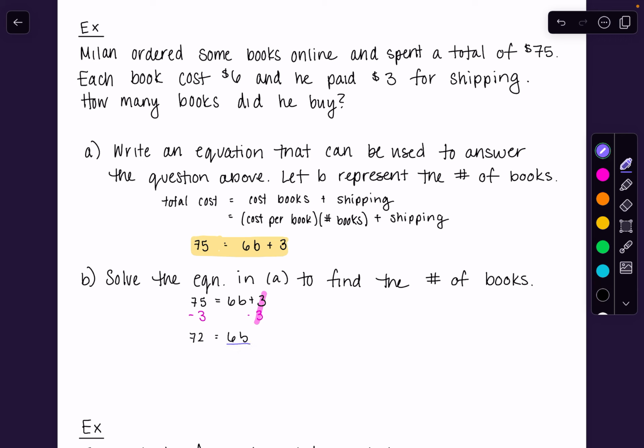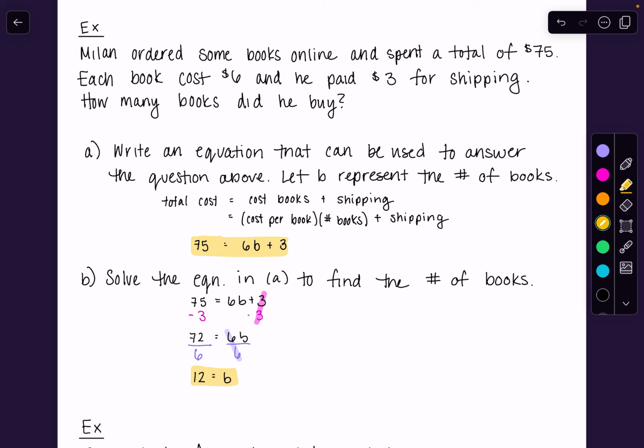And now I have a nice simple equation that I can go ahead and divide both sides by 6 to make those cancel. So if you do 72 divided by 6, you will get 12. And that is equal to our value of B. So this is how many books we bought in the bookstore. And again, this isn't 100% necessary to set up this equation, but again, it's a good habit of getting into.